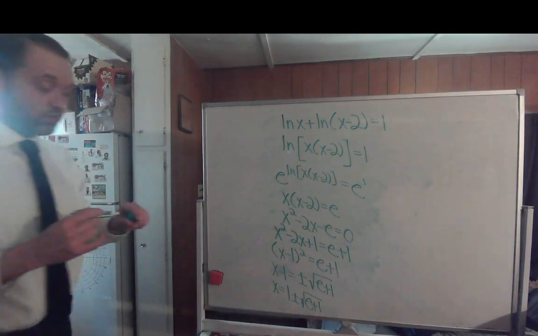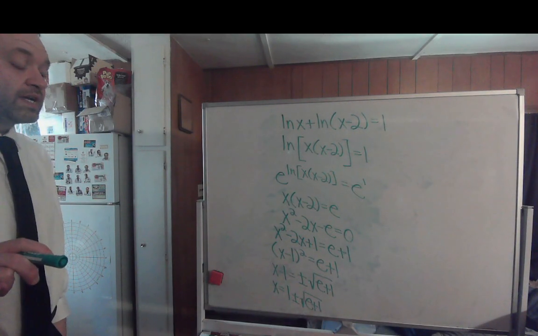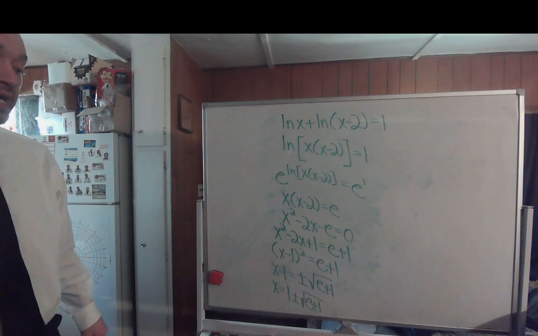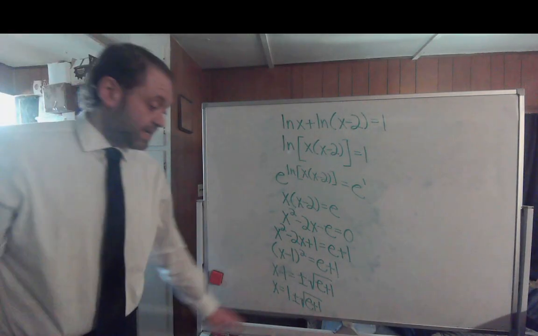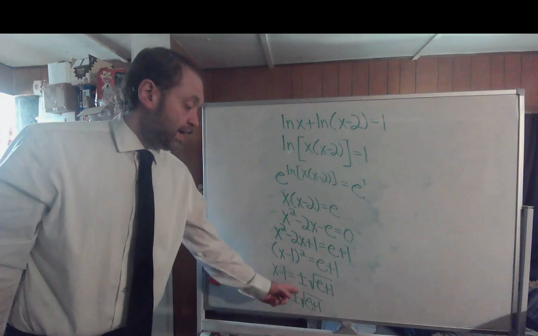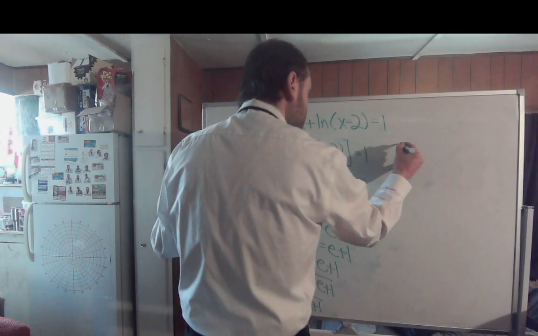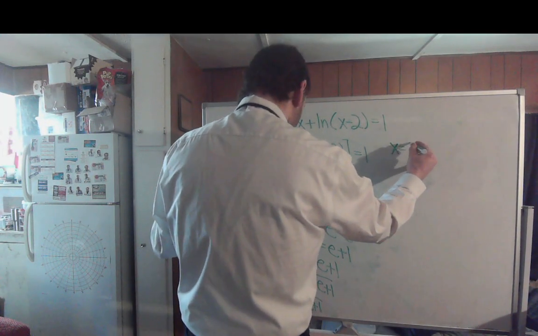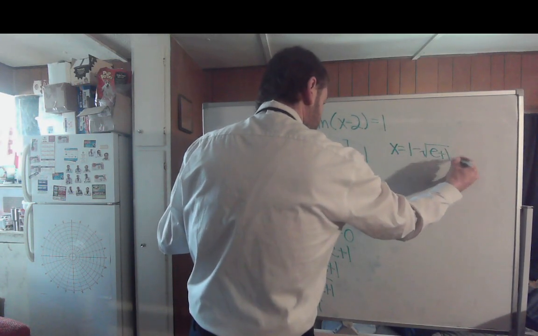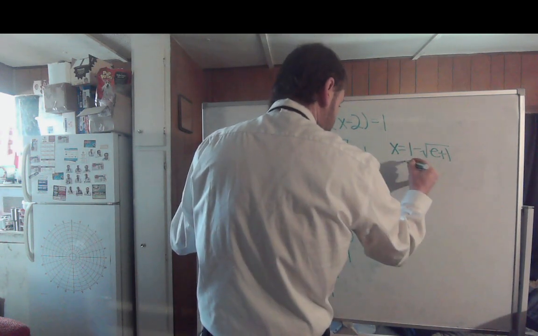Now, here's where it's about to get very interesting. You actually have two solutions for x, but having said that, we need to take each solution and put these into our logs. So let's start when x equals 1 minus the square root of e plus 1. Okay? What do you get?